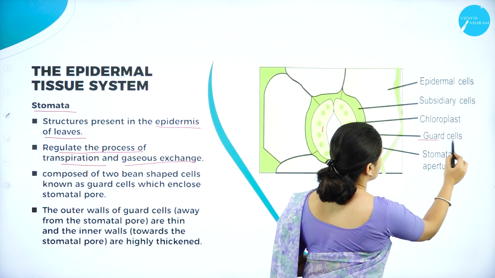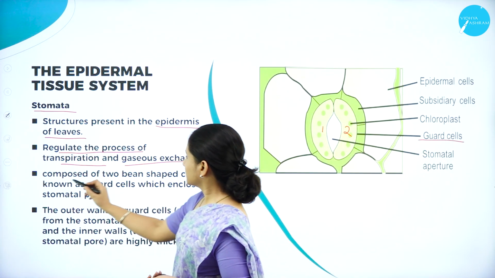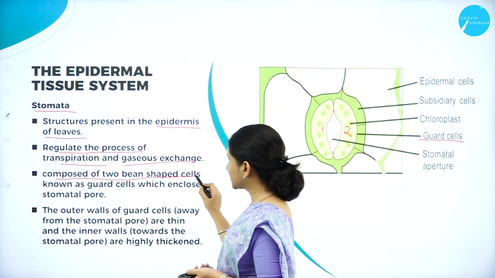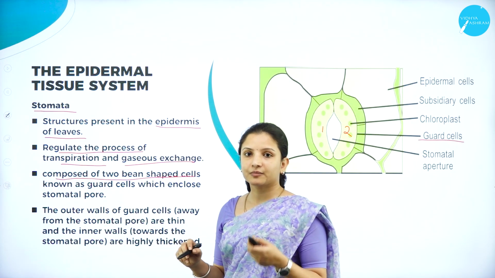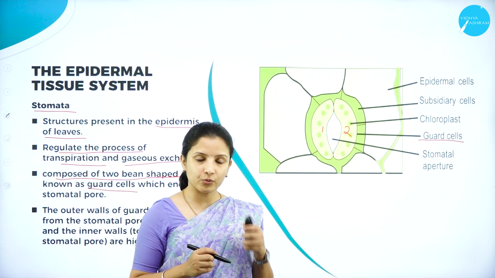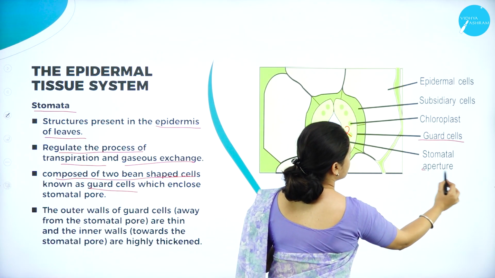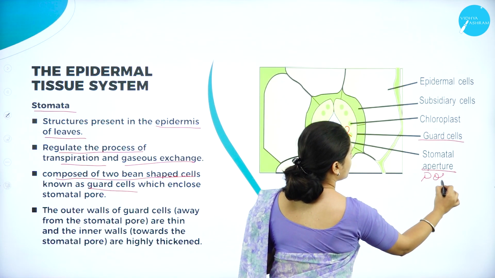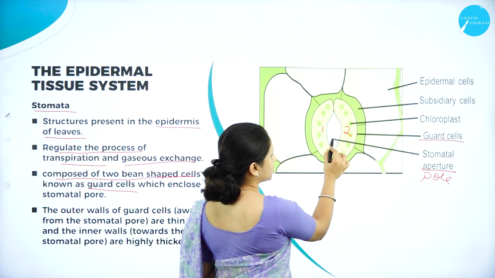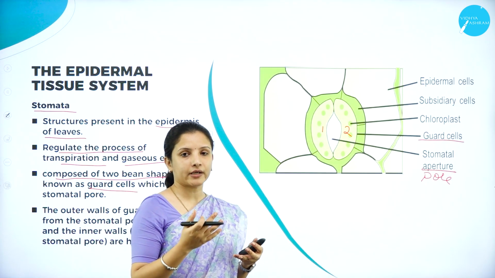That bean-like structure is called the guard cells. So it is composed of two bean-shaped cells, and these bean-shaped cells are known as the guard cells, and they have an opening which is called the stomatal pore. Aperture is nothing but pore. So this is the stomatal pore that is present.